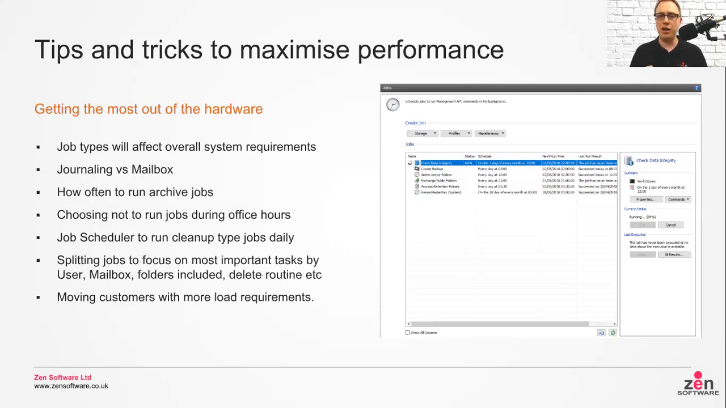Typically, I would say mailbox jobs don't need to be run more often than once an hour, especially if you're also journaling, because if you're journaling and you've got that compliance coming in, really the mailbox job is just a way of mopping up where messages have been filed by users. So it's not as critical to be run so often. Some customers just run mailbox jobs once a day. So whether you're doing journaling or mailbox, consider how often you're running those jobs.